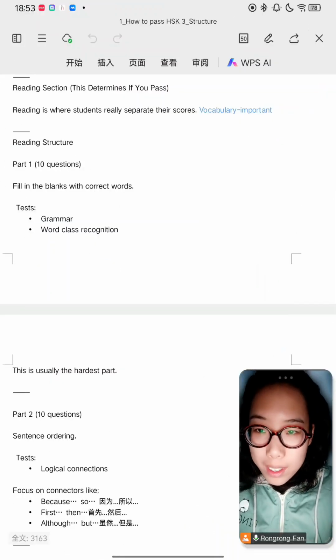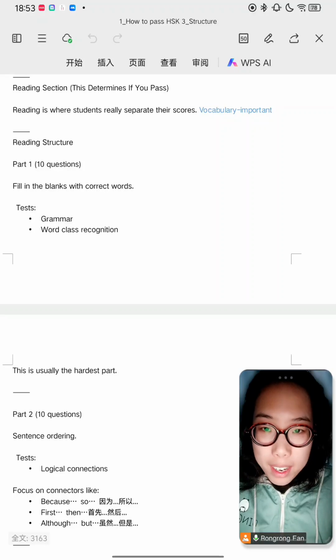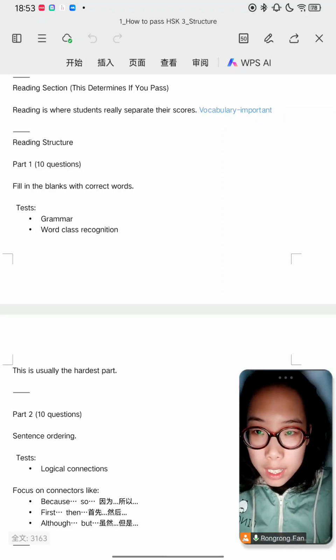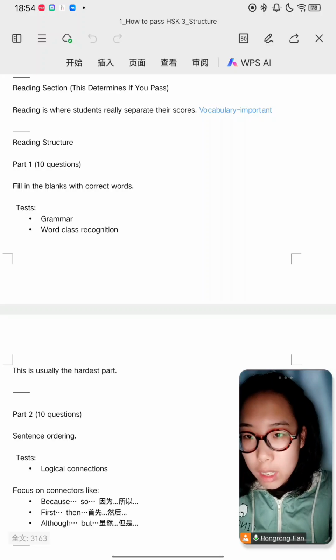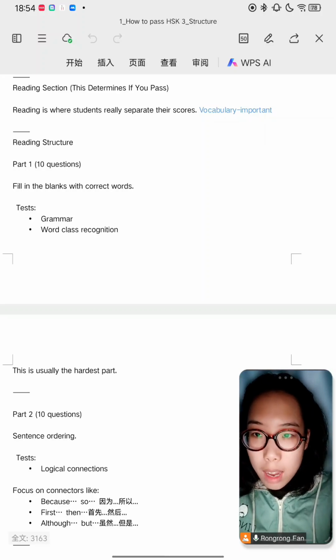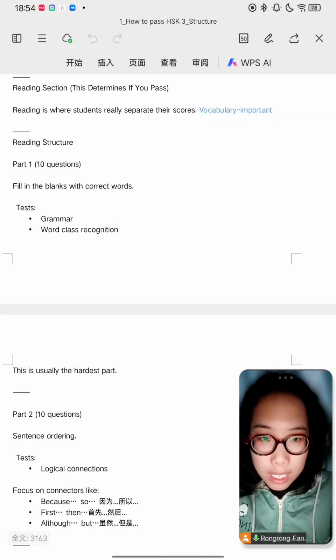Okay, let's go to the reading section. This determines if you pass. I have a friend who passed with 183, only 3 points higher than the minimum line, and only his reading section was the highest part. This section is so important because you can improve it by yourself, and I will also give you some strategies and vocabulary assistance, but it can be improved by yourself most easily.